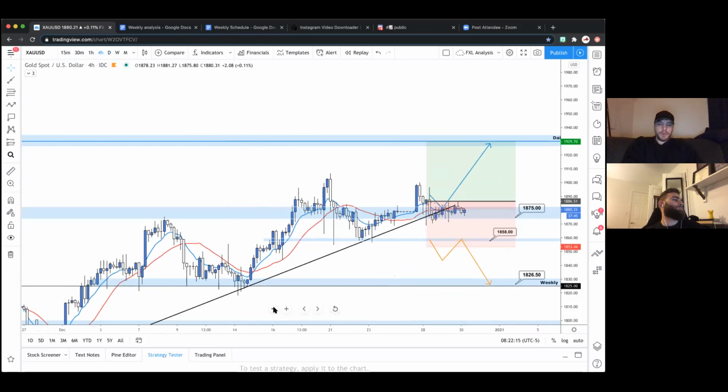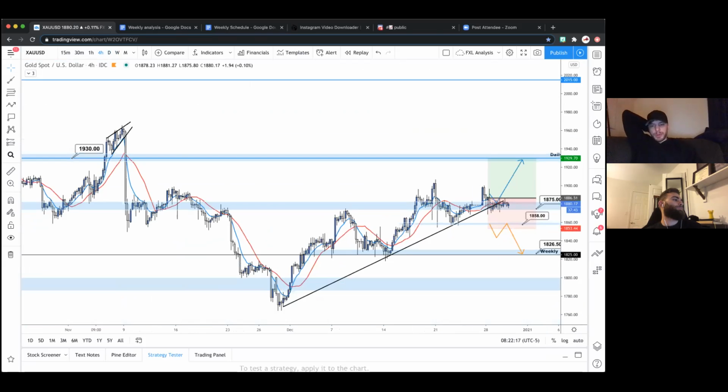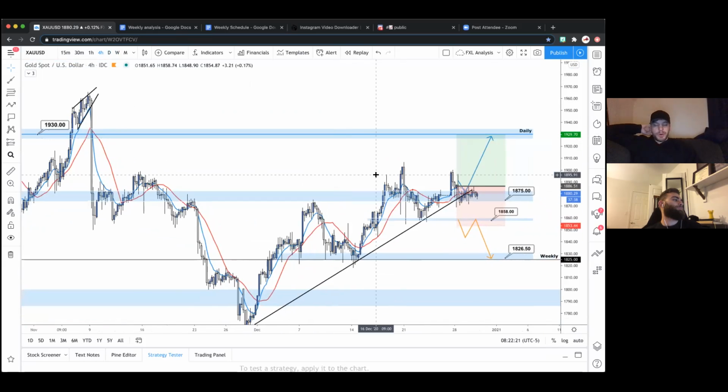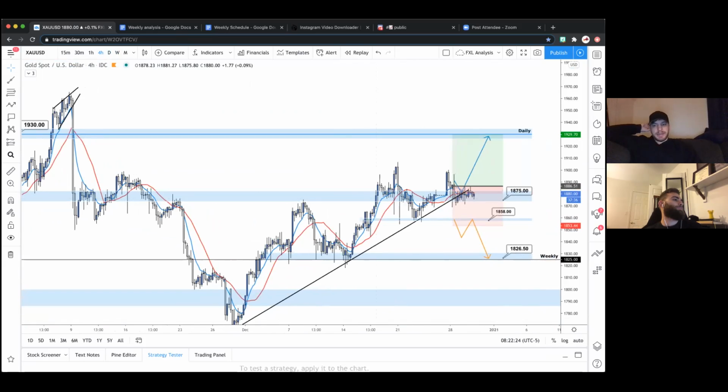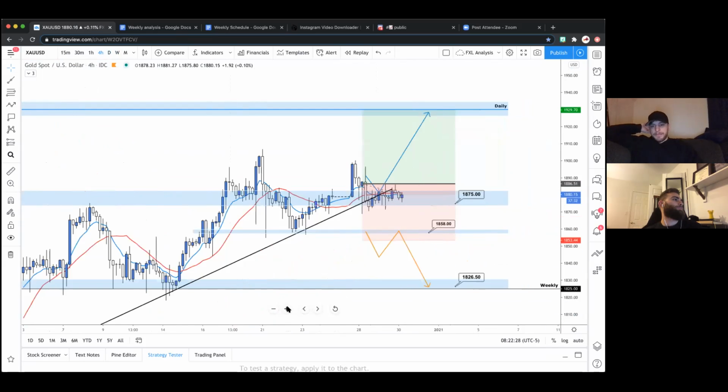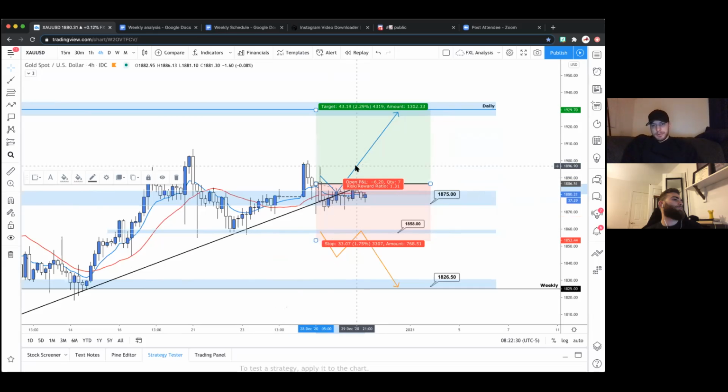So on the 4 hour, 4 hours bullish, right? We do have a nice little trend here, good structure formation. However, we are finding some resistance here at 1875. So there's 2 ways this could play out where price action is right now.